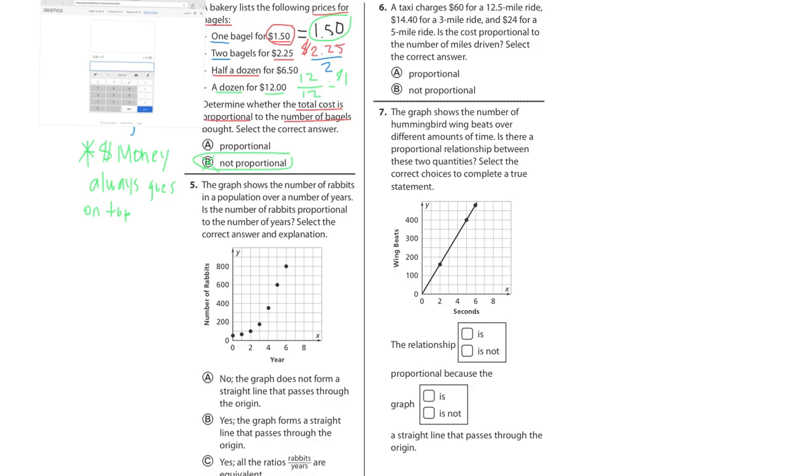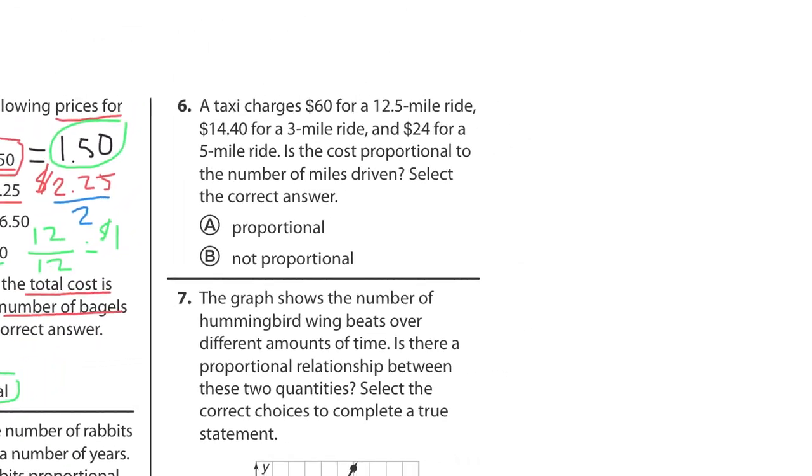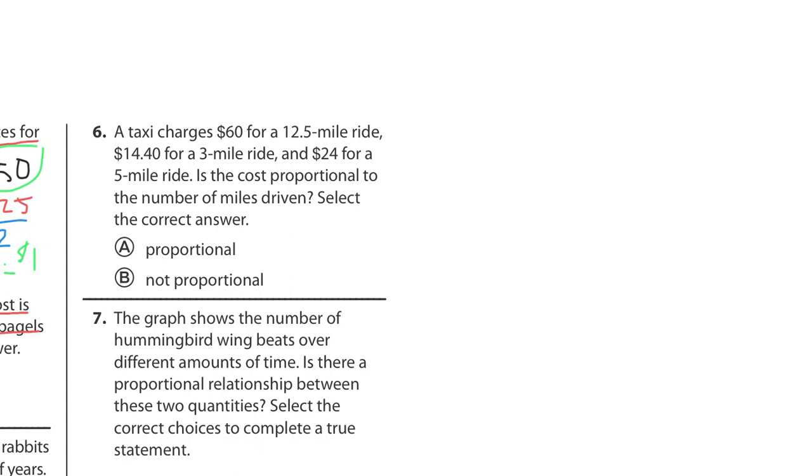Okay, now we're going to go to number 6. Number 6 says, a taxi charges $60 for a 12.5-mile ride, $14.40 for a 3-mile ride, and $24 for a 5-mile ride. Is the cost proportional to the number of miles driven? So we need to make sure that we have equivalent ratios. How do we do that? We're going to set a ratio of money goes on top. So money over miles.